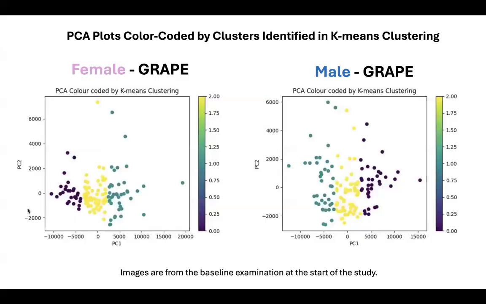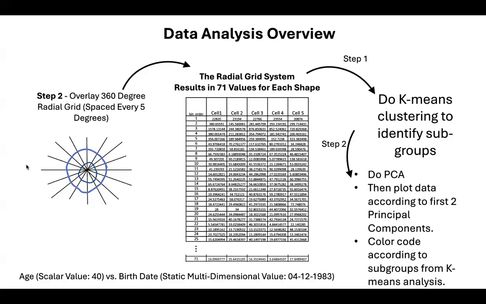As previously mentioned, the radial grid processing will turn every shape into a multidimensional representation of 71 values. An analogy to better understand why we use a multidimensional representation is to think of one's age. For example, your birth date is a multidimensional representation of how old you are as compared to your age in years, which is a scalar representation of how old you are. Using this data, we did k-means clustering along with the elbow method to reveal any subgroups hidden within the data. Then we use principal component analysis to plot the data according to the first 2 principal components, while color coding the data according to the subgroups identified by the k-means clustering.